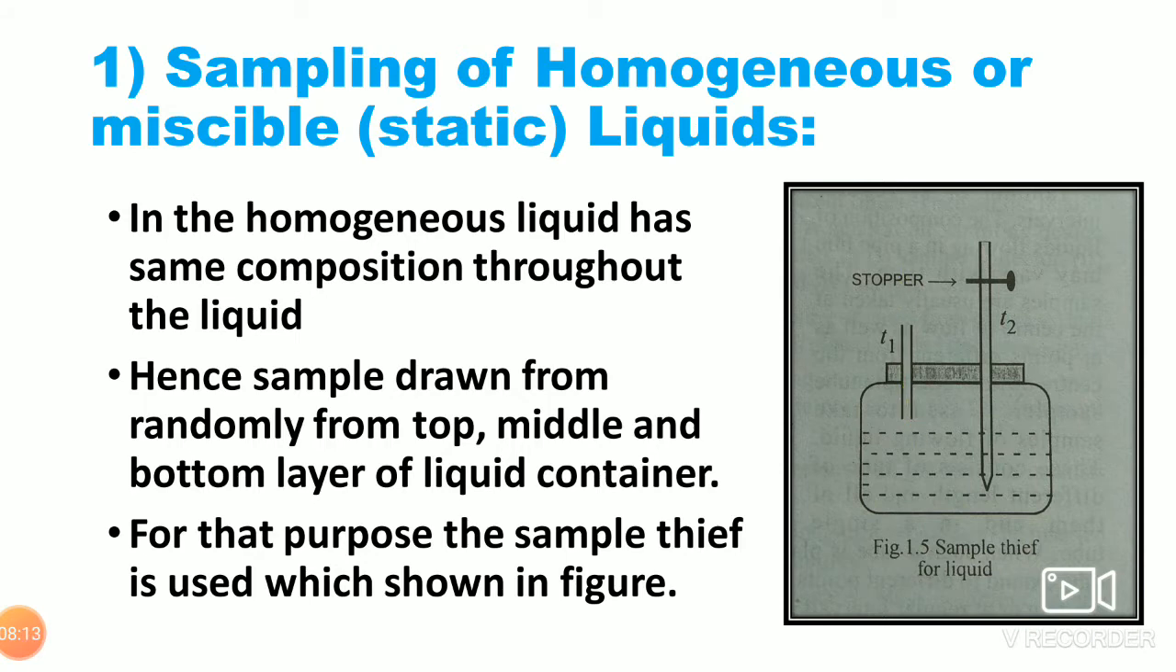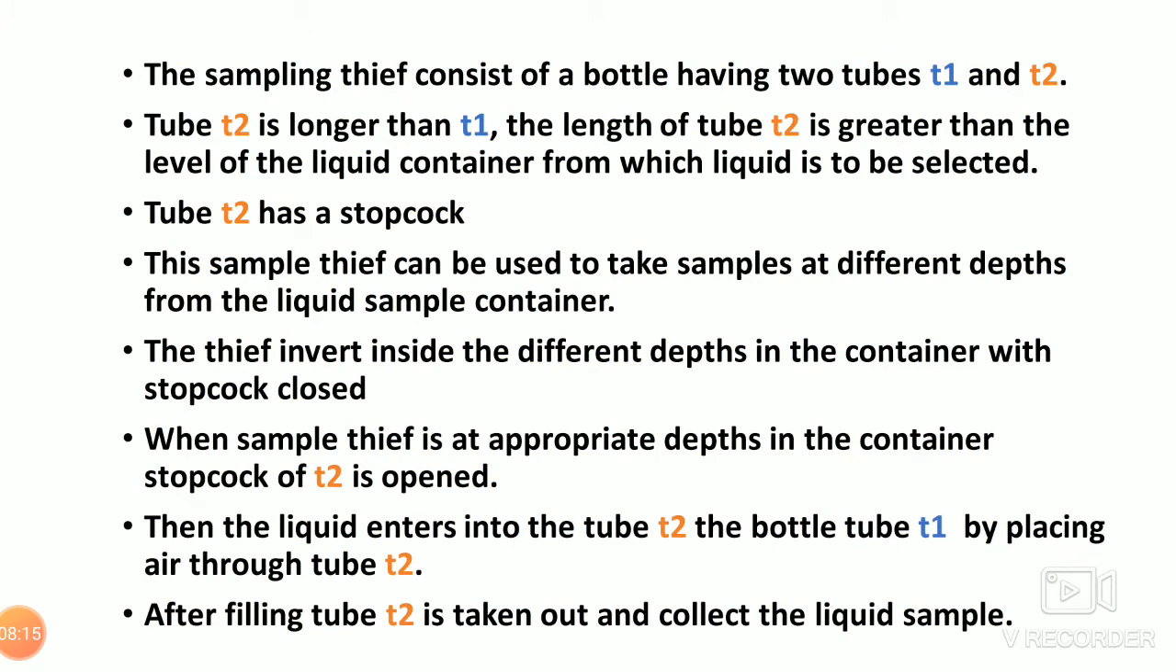See the next point. After filling, tube T2 is taken out and we collect the liquid sample. That means whatever liquid has gone inside tube T2 by placing air from the T1 tube, we close that stopcock and remove the tube T2. We will get our liquid sample, a homogeneous static liquid sample.